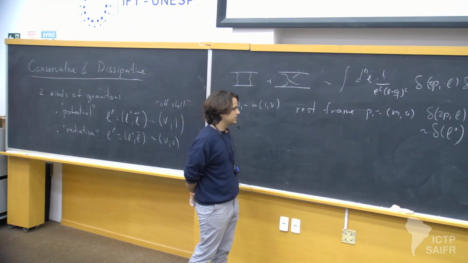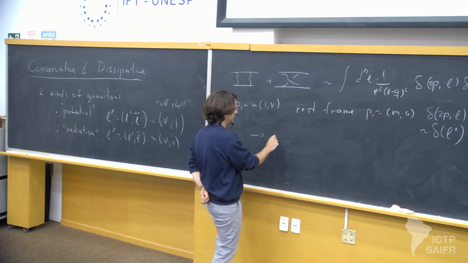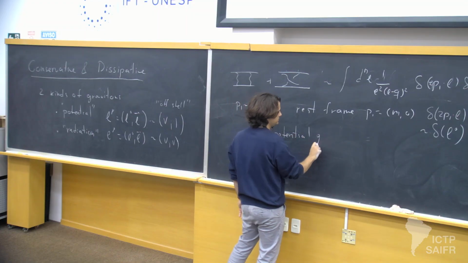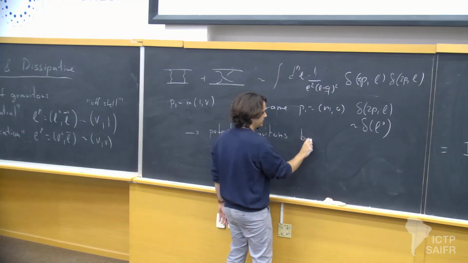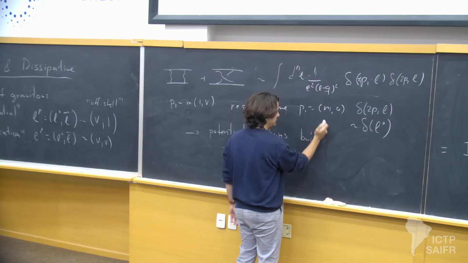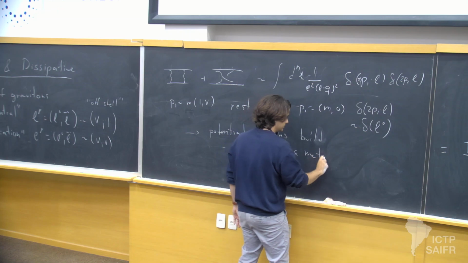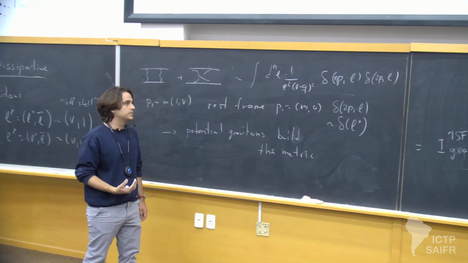Okay. So this is an example, but the statement is that potential gravitons just build the metric, or potential, but they have nothing to do with radiation.